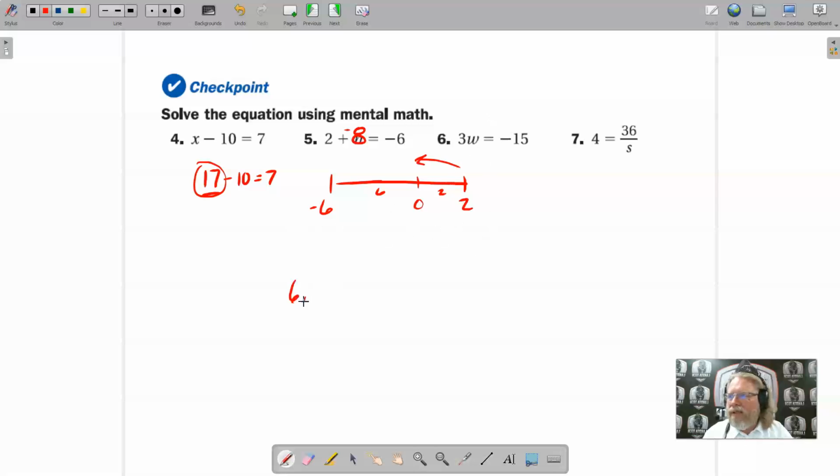On number 6 here, 3 times some number equals negative 15. Well, 3 is a positive. Negative 15 is a negative, so w has to be a negative number. So 3 times some number equals 15. Well, 3 times 5, so negative 5 must be the solution. And then finally, 4 is equal to 36 divided by some number. So in this case, well, think of it this way. I know my 4s. 4 times 9 equals 36. So s must be equal to 9.